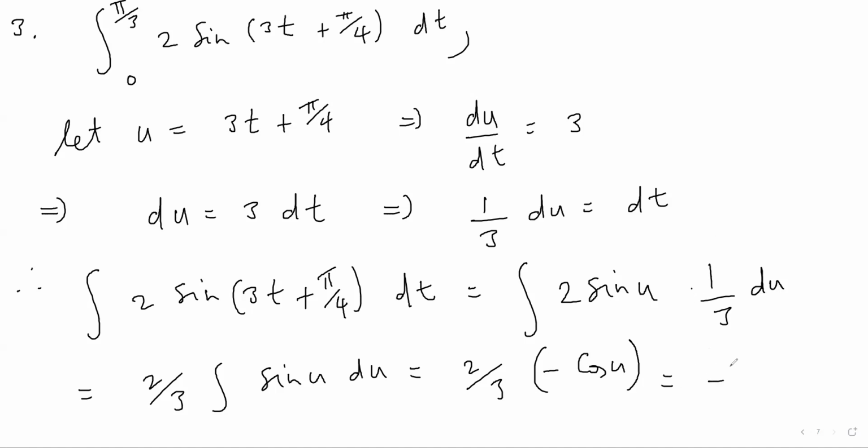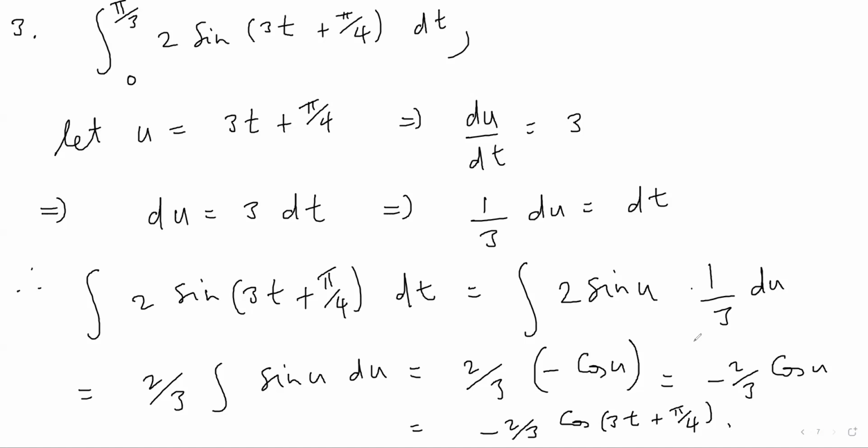So this is equal to minus 2/3 multiplied by cos u. But then u is 3t plus pi over 4, so we replace it. This is minus 2/3 multiplied by cos of 3t plus pi over 4. So that's the indefinite integral of this function.